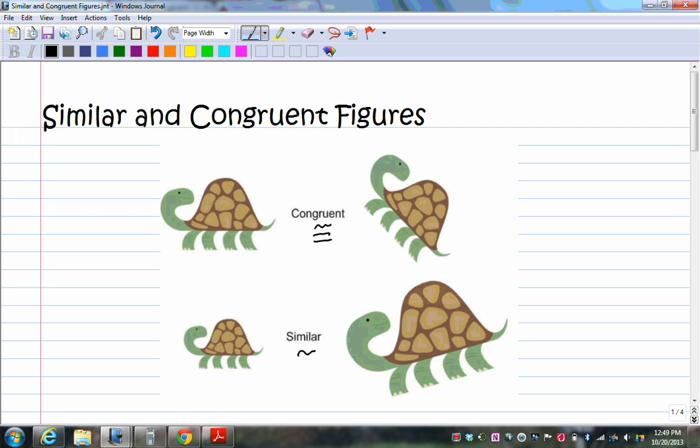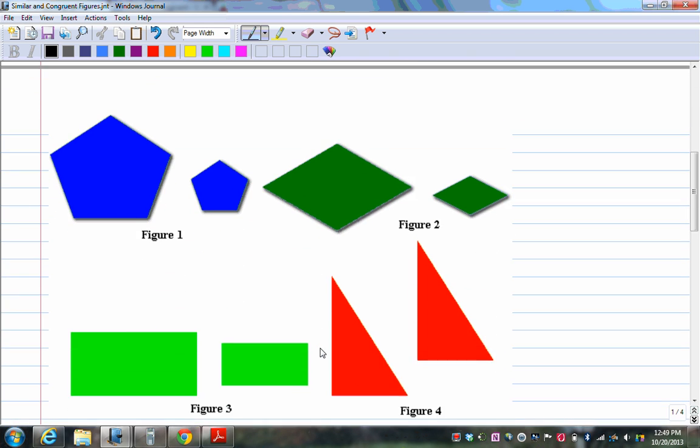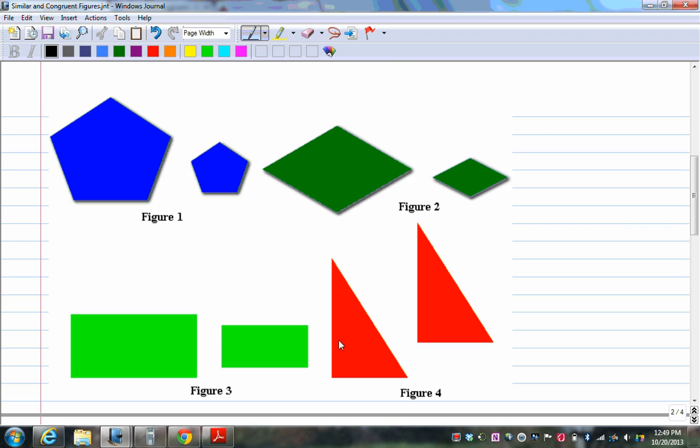Let me get down there, that are similar and congruent. What I want you to do is try and figure out which ones are similar, which ones are congruent, and use the lovely little symbol that I showed you. Pause the video, copy them, and write it down.